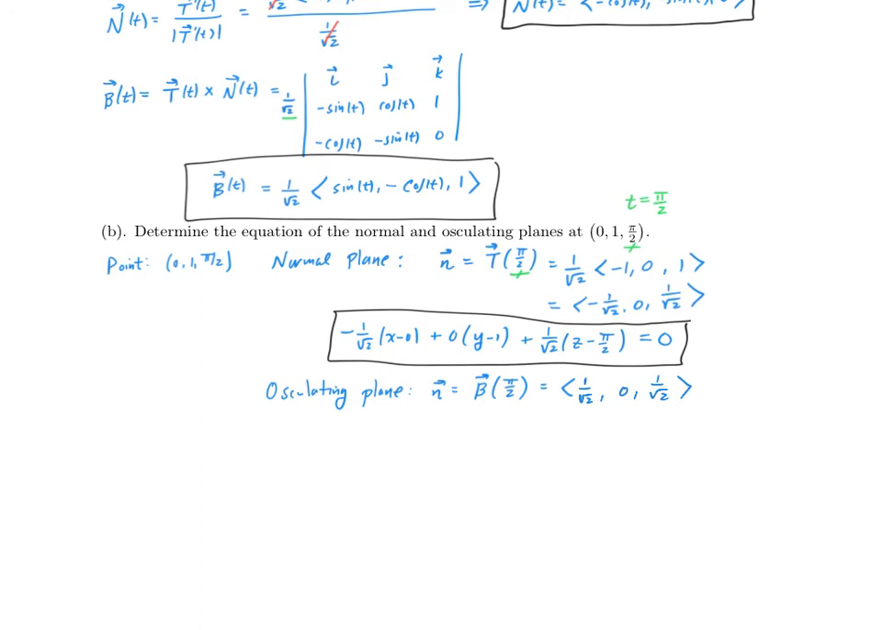So the equation of the oscillating plane at the point 0, 1, pi over 2 would be 1 over root 2 x minus 0 plus 0 times y minus 1 plus 1 over root 2 times z minus pi over 2, and this is all equal to 0.